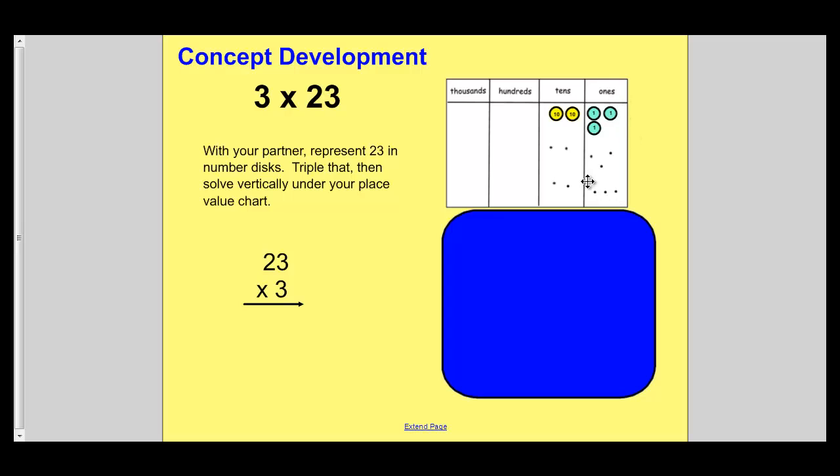Now we're going to always start with the ones. So I've got 1, 2, 3, 4, 5, 6, 7, 8, 9. So I've got 3 ones times 3, which gives me 9. So 9, and that is 3 times 3.